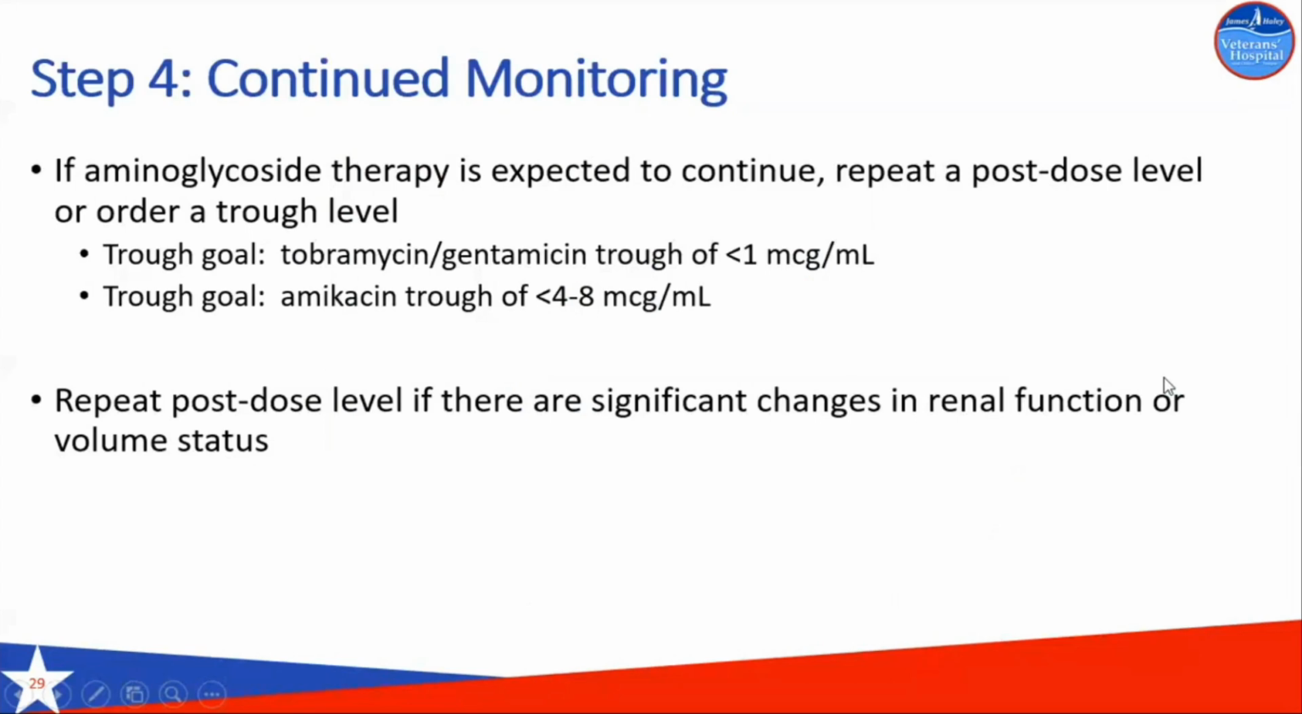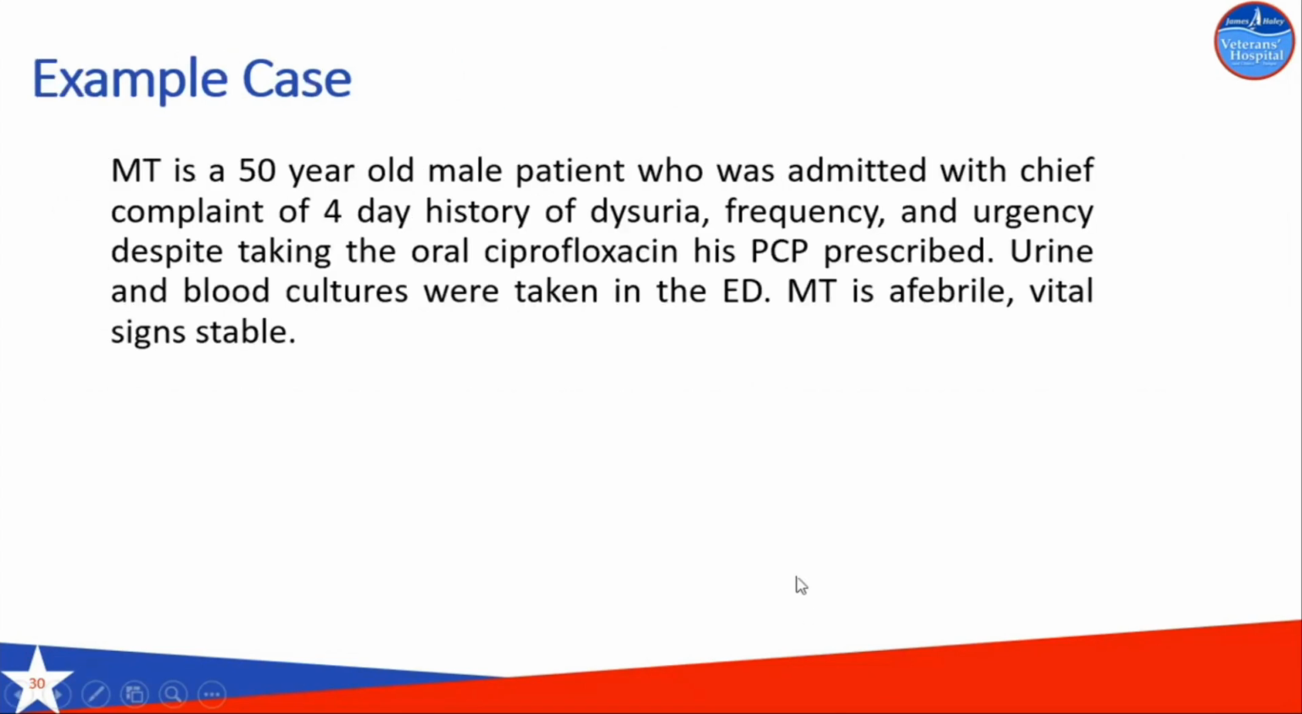All right, and then continued monitoring. If our therapy is expected to continue, we have one of 2 options. You can either get a trough level immediately before the next dose is due, and you would want that less than 1 for tobra or gent, or less than 4 to 8 for amikacin. Or you can repeat a post-dose level, plot that on the nomogram, and ensure that you're still in the same dosing interval. If there are any significant changes in renal function, volume, or clinical status, then you want to repeat that post-dose level to see if any changes need to be made.